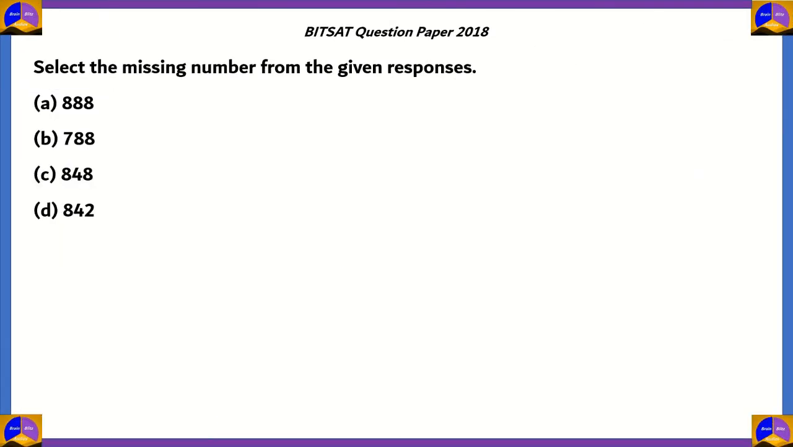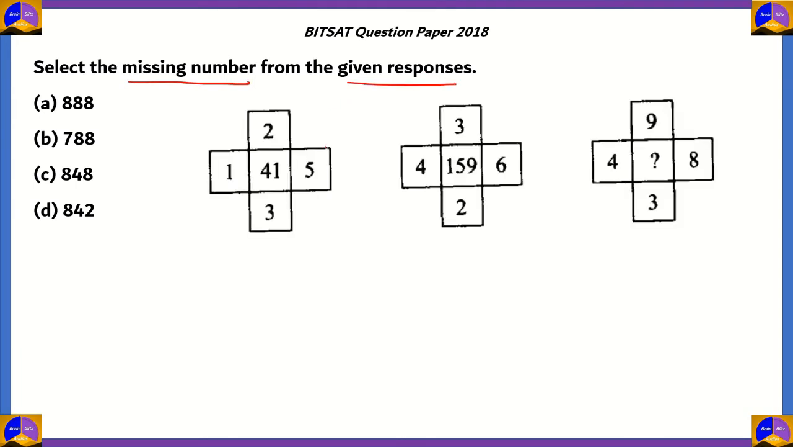Let's look at another question. Select the missing number from the given responses. So what are the given responses? It's a figure with numbers, and the central number is 41. So we need to find out what relation between the four numbers outside gives you 41. And using that relation, we need to find out the blanked out number here, the missing number here.